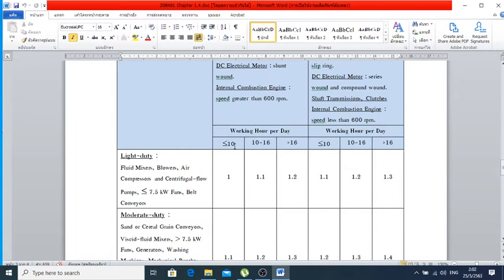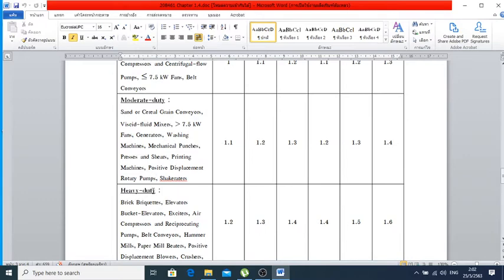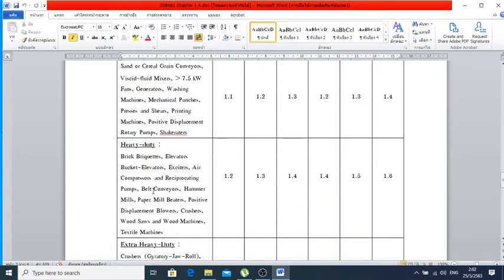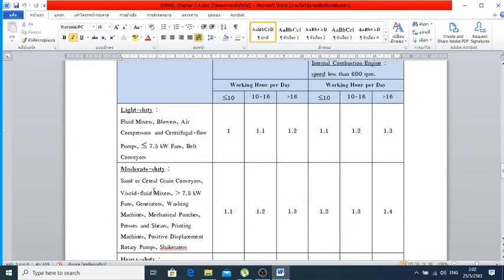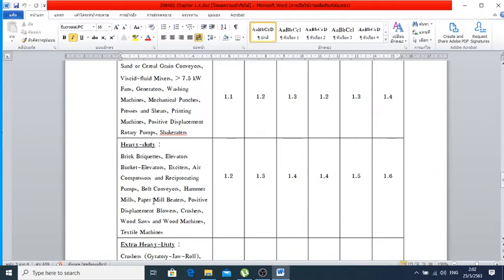One is less than 10, the second is 10 to 16, and then greater than 16 respectively. The definition is in terms of light duty, moderate duty, and heavy duty respectively. For the extra duty also, it's going to be a misclassification under the vibration and the behavior of the machines, things like that too.